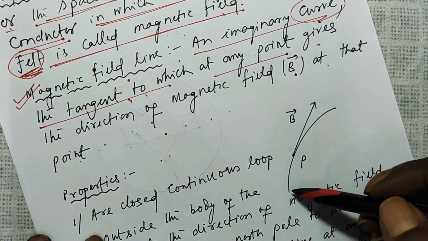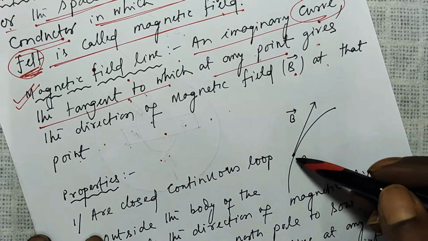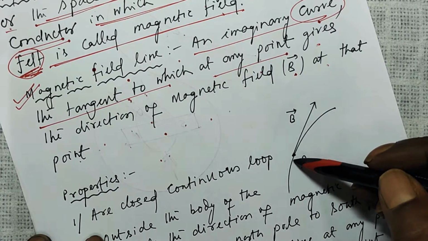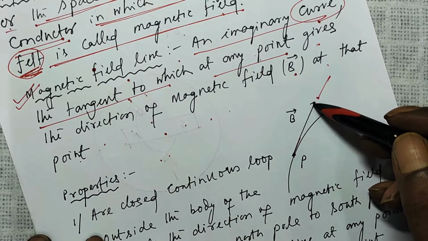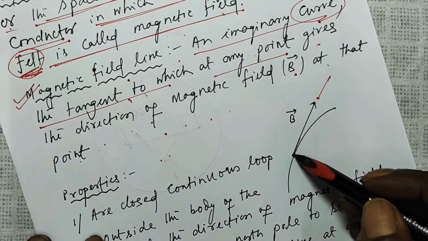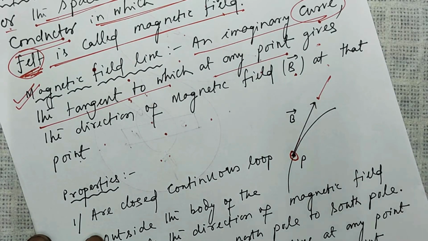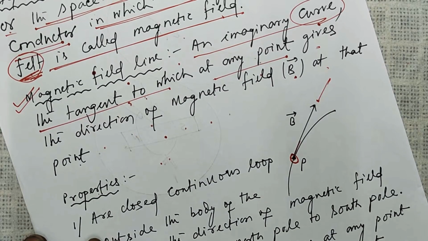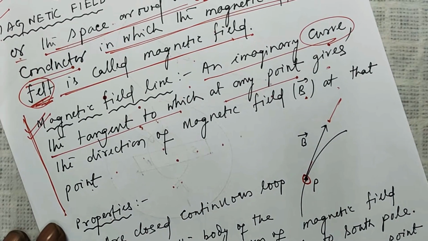Suppose this is a magnetic field line. What is the direction of the magnetic field here? To this curve at this point, draw a tangent. This is the direction of the magnetic field. Whether the field is strong here or not depends. If you keep a unit area here and find the number of lines of force passing through it normally, the more the number of lines passing normally, the more is the strength of the magnetic field. Now let us explain how to draw magnetic field lines.